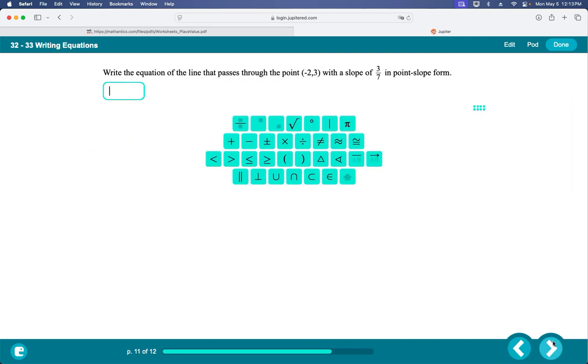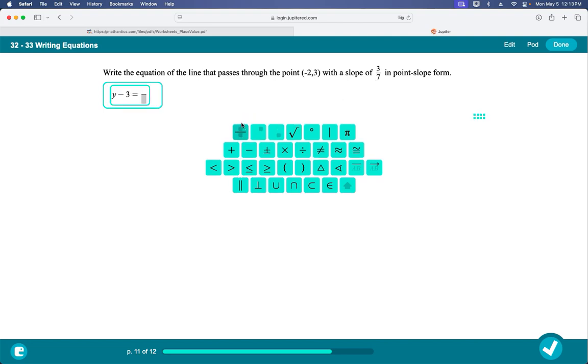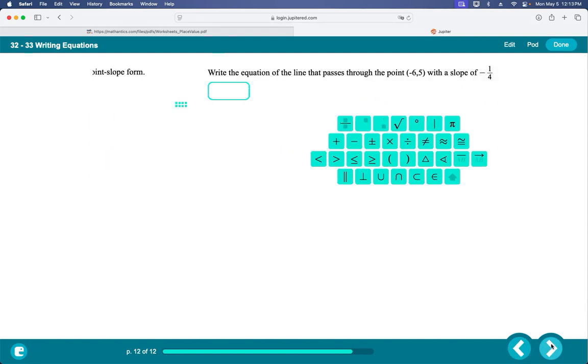Two more. These are getting easier, or they should be getting easier for you. So y minus, what is the y value? It's a positive 3, is equal to the slope. And the slope we are given is 3 over 7. So 3 over 7, and then that's going to be times x minus the x value, which is a negative 2. So minus the negative 2 is a positive 2. And that is the solution for that one. You see how easy these are?